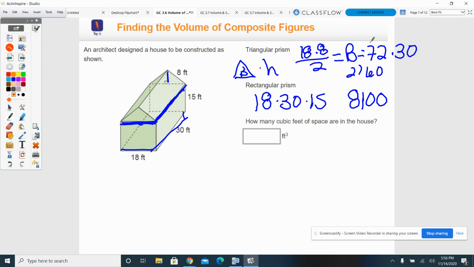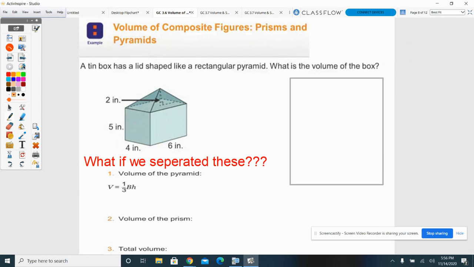2160 plus 8,100 is 10,260 feet cubed. It's a little bit sloppy, but I think you'll forgive me. Okay, this time there's a pyramid on the top for a roof instead of a triangular prism. So this one's a little bit different, but you can find the volume of the box. That's not bad at all.